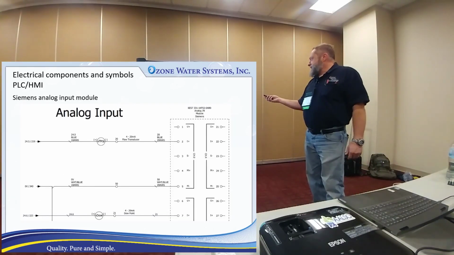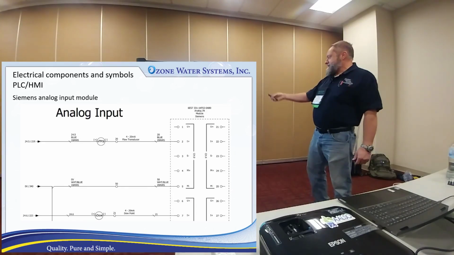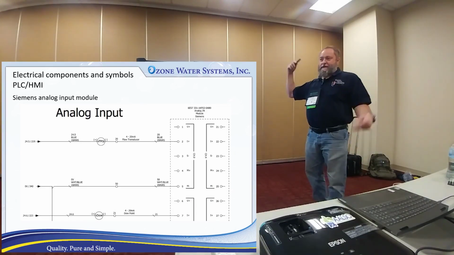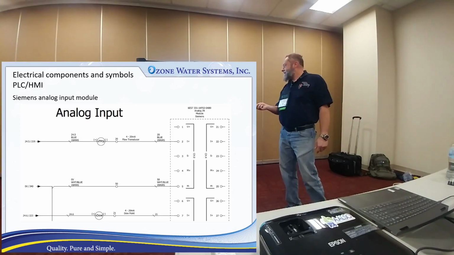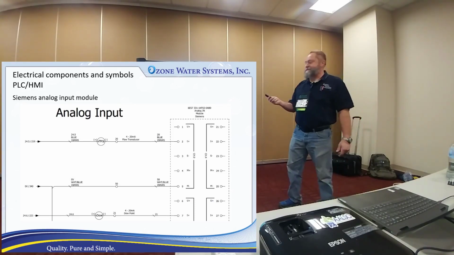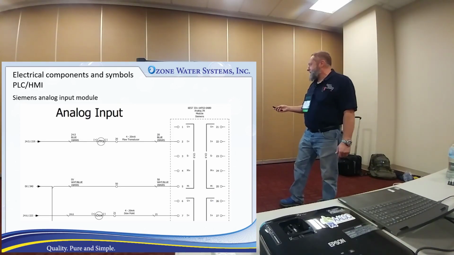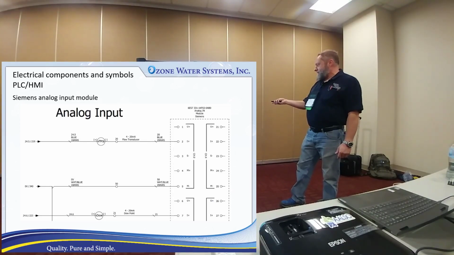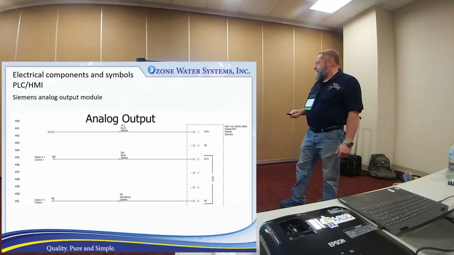And just a couple other examples of analog modules. This happens to be a Siemens module. We make a system for Modelo beer, and they require us to use a Siemens PLC, so that's a little example out of their schematic. So you'll see a lot of different types of modules in your diagrams for different systems. There's another example. That one's also a Siemens output module.